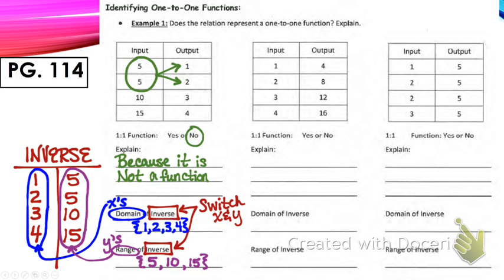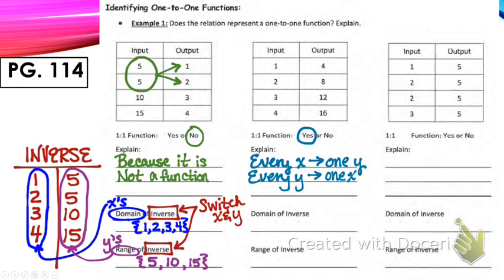Second table. Was this one 1 to 1? Yes. Every one of them has one. Every x has one y, and every y has only one x.